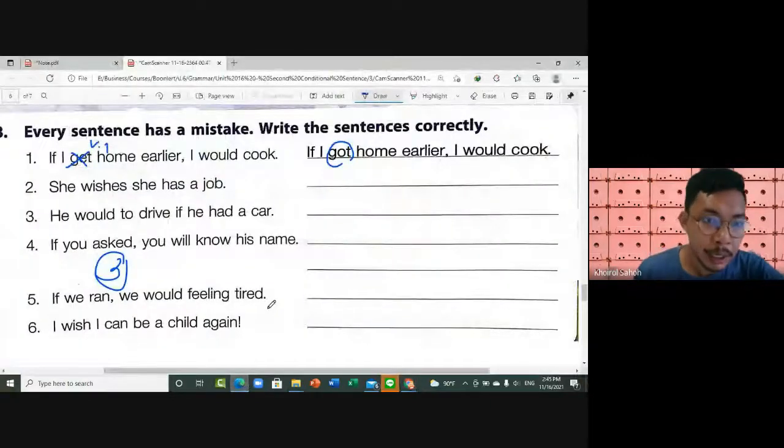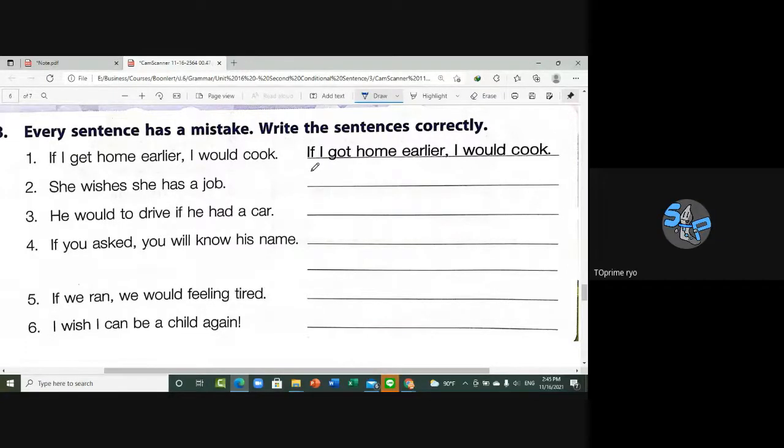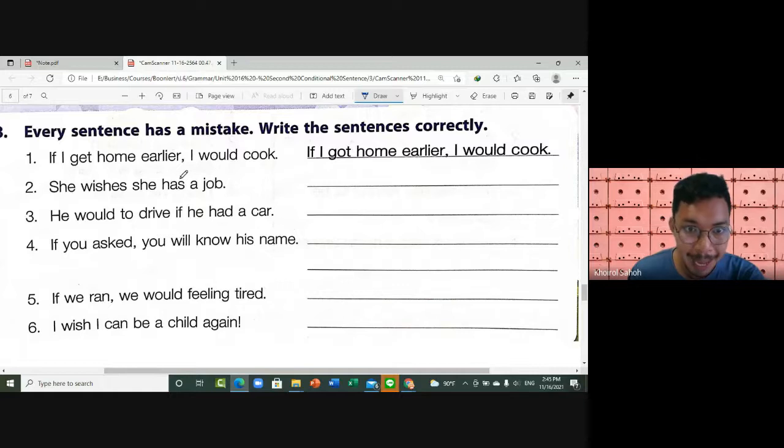Number two, she wishes she has a job. ตรงไหนผิดเอ่ย ใครรู้บ้าง She wishes she had a job. ผิดตรงที่คำว่า has ต้องเปลี่ยนจาก has เป็นช่องสอง อย่าลืมนะถ้าใช้ wish ต้องเป็นช่องสอง เป็น she wishes she had a job.